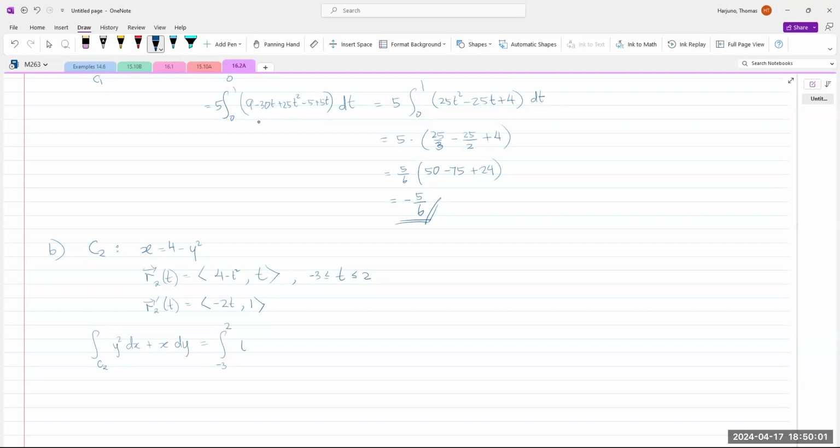And the integral over C2 of y squared dx plus x dy will therefore be the integral from -3 to 2. What is y squared dx plus what is x dy? I'm sorry, dx is -2t. I looked at the wrong one again. -2t dt, and this is 1 dt. Putting things together, from -3 to 2, we get 4 minus t squared minus 2t cubed dt.